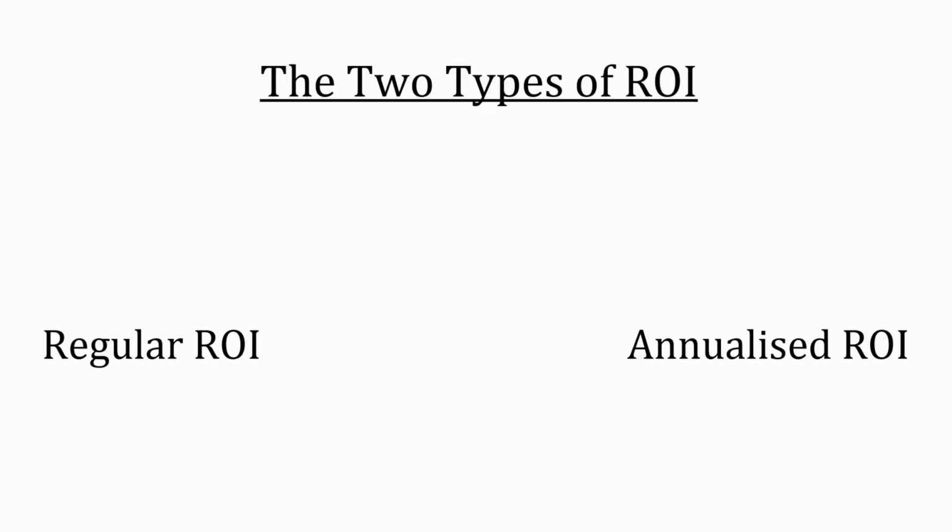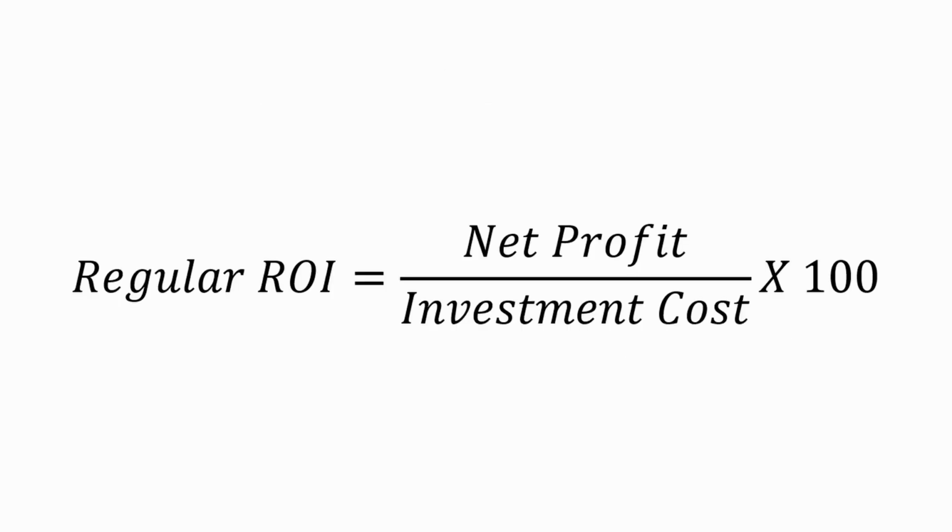There are two types of ROI, regular ROI and annualized ROI. I'll talk about regular ROI first and give a couple of examples, then talk about annualized ROI further into the video. You can calculate regular ROI by dividing net profit, which is just another way of saying investment gained, by the investment cost. Since it's expressed as a percentage, you need to multiply it by 100.